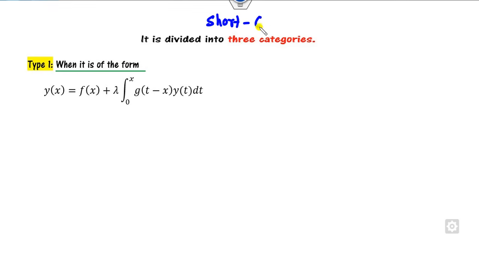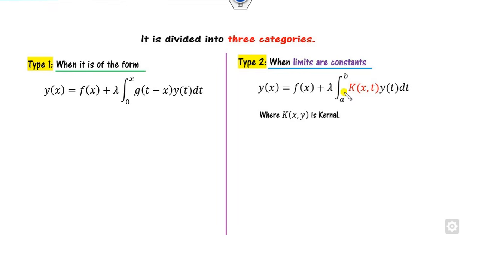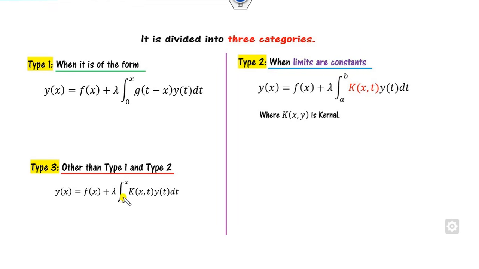I will quickly recall what this means. Whenever there is a question related to integral equations, that is a Volterra or Fredholm equation, I can classify it into 3 categories. First category is when the limits are 0 to x, that is, the lower limit is 0 and the upper limit is x. Second category is when the limits are constant. Third category is when the limit is not constant or not from 0 to x, but it is from a to x. Then how can you solve this?